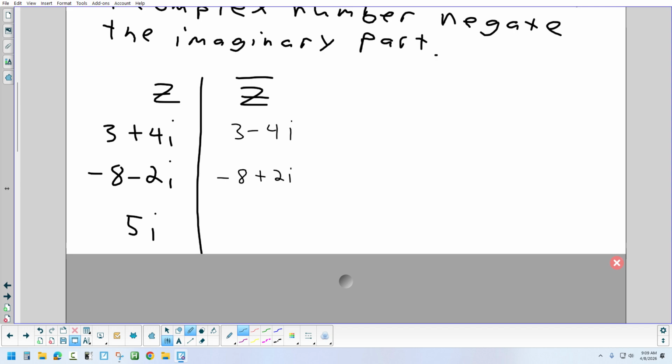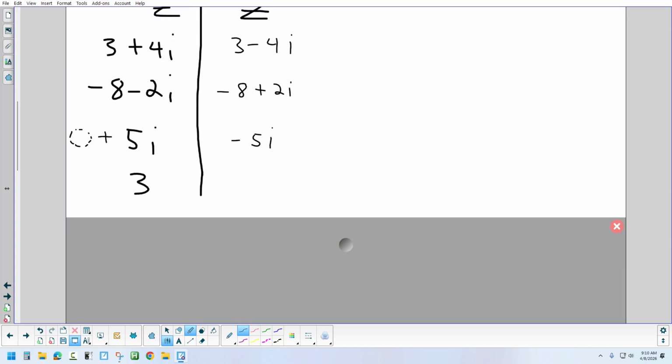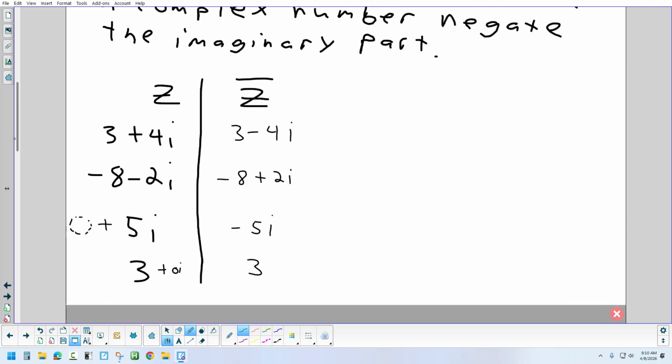How about 5i? Negative 5i. Okay, so if you want to imagine there's a 0 here, it's 0 plus 5i. The conjugate is 0 minus 5i, or just negative 5i. How about 3? Conjugate is 3. Okay. If you're wondering why that one stayed the same, think of this as having plus 0i. The conjugate is 3 minus 0i, but that's the same thing. So any question on finding a conjugate?